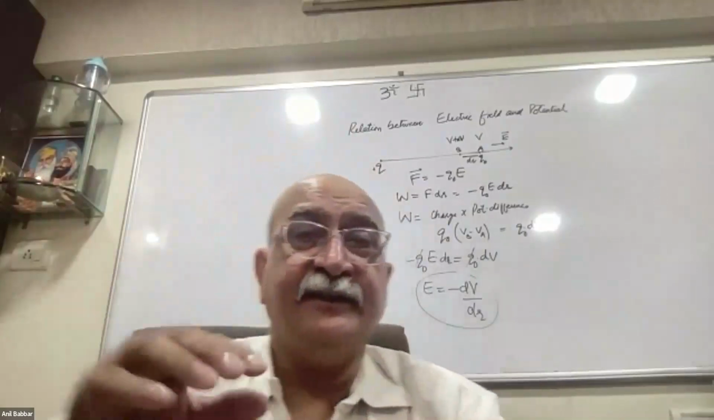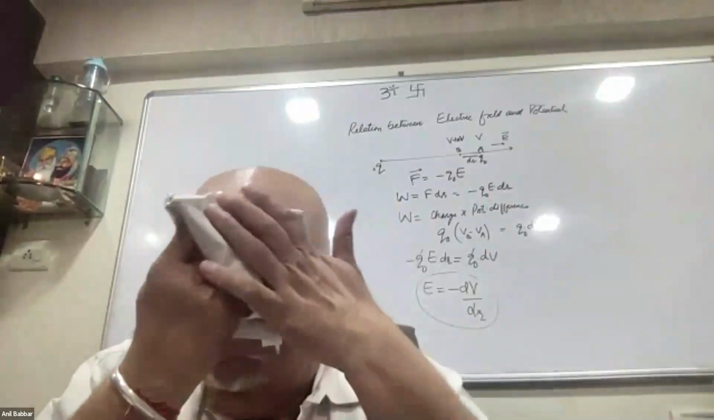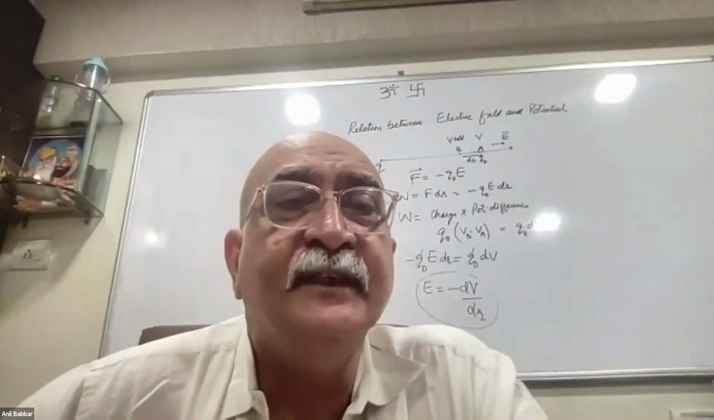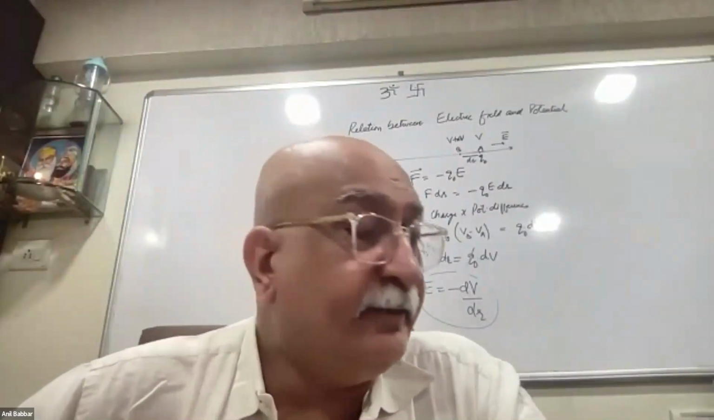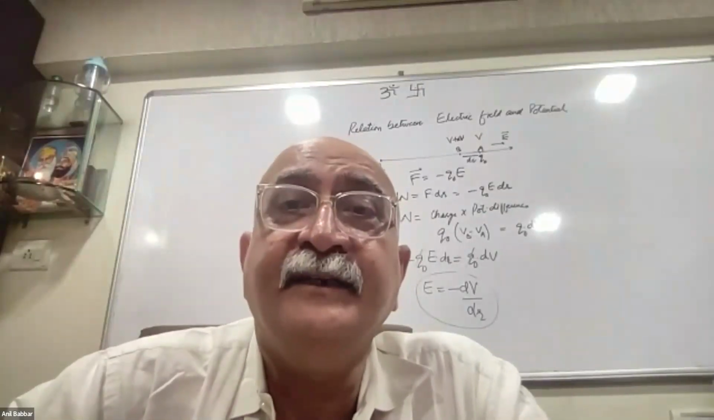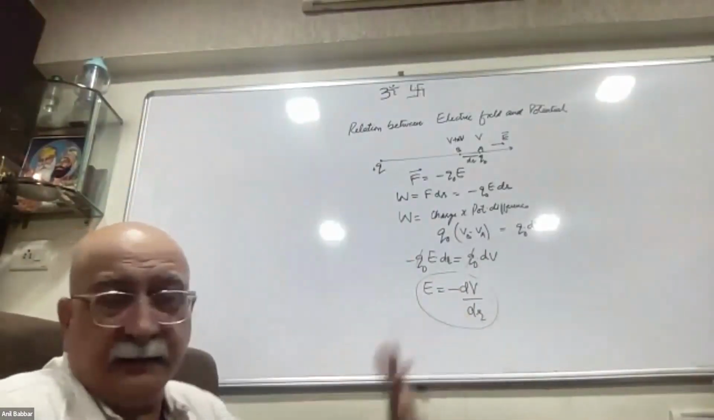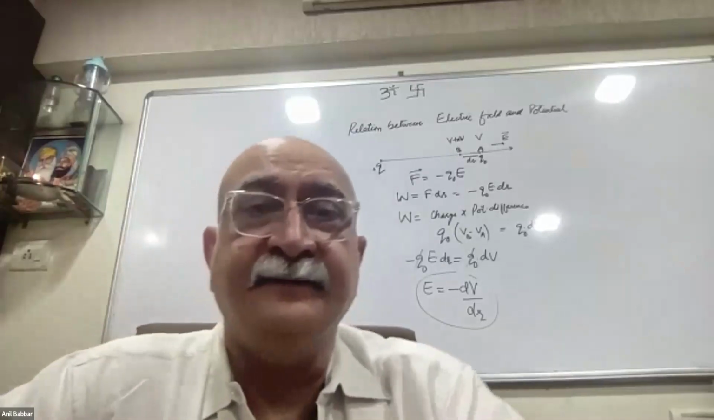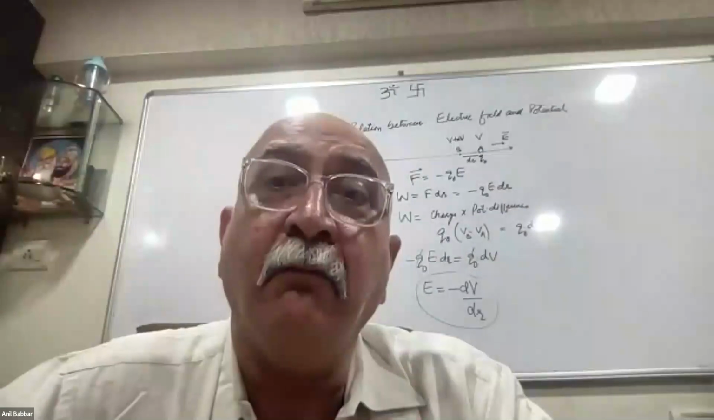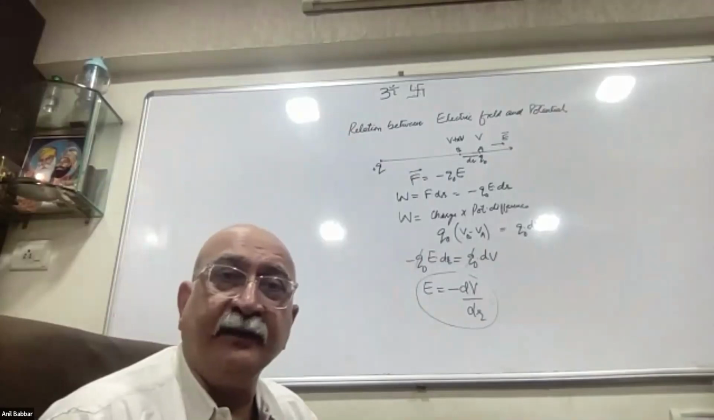That means this is the rate of change of potential with the distance, and the electric field at any point is always equal to the negative of the potential gradient at that point, right? So units will be volt per meter. Fine. So 1 volt per meter is also equal to Newton per Coulomb.